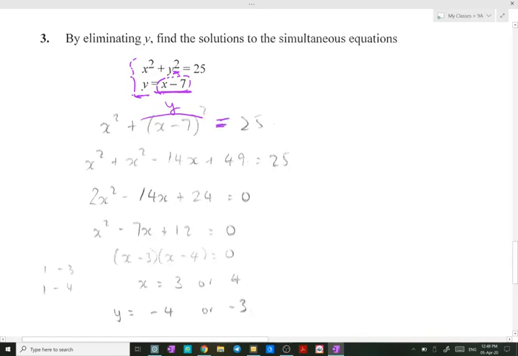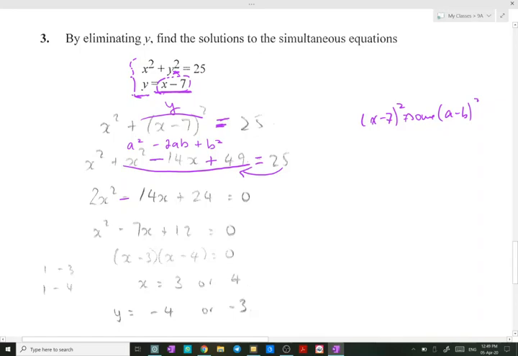Now we expand, and expanding x minus 7 squared, we get x squared minus 14x plus 49. So this is equal to 25. This is because of the identity a squared minus 2ab plus b squared, where x minus 7 squared is the same as a minus b squared.